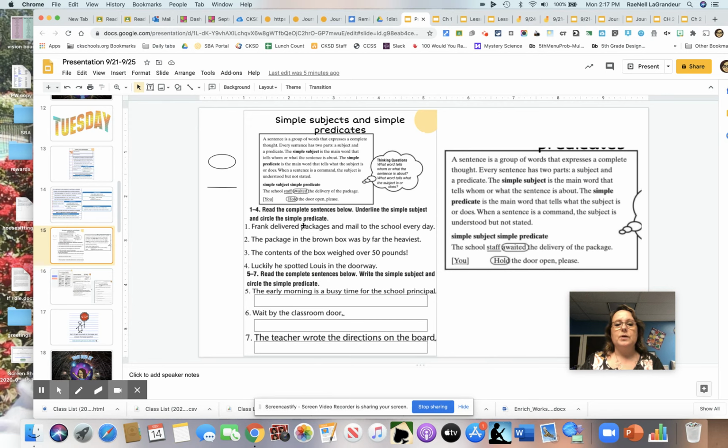So we're going to do a couple of these. I'm going to start with this one right here. It says, read the complete sentence below. So I know these are going to be complete sentences. Now it says, underline the simple subject and circle the simple predicate. So I have my circle and my underline right over here. So, Frank delivered packages and mail to the school every day.